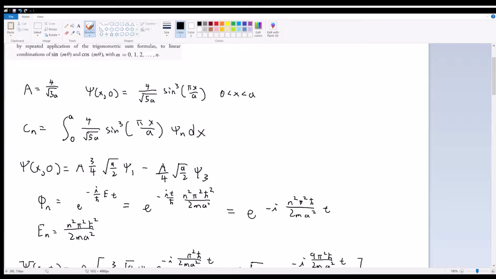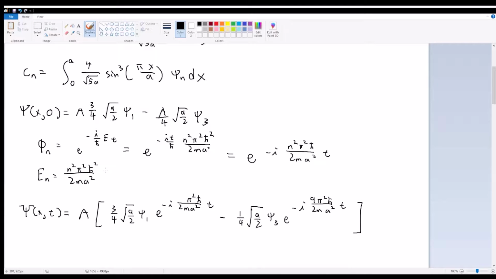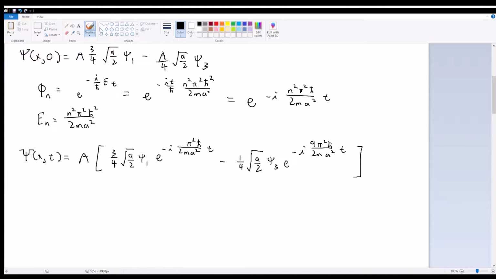Recognize that psi n can be related to the infinite square well wave functions. Psi n is equal to the square root of 2 over a times sine n pi x over a, which means that square root of a over 2 times psi n is equal to sine n pi x over a, as we've defined earlier.